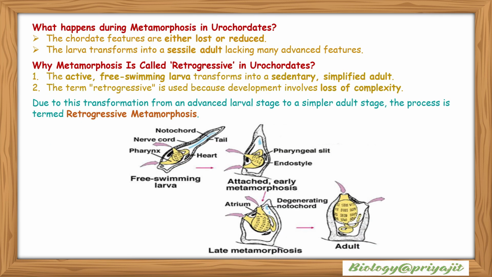What happens during metamorphosis in Urochordates? We have found that the chordate features are either lost or reduced. The larva transforms into a sessile adult, lacking many advanced features.